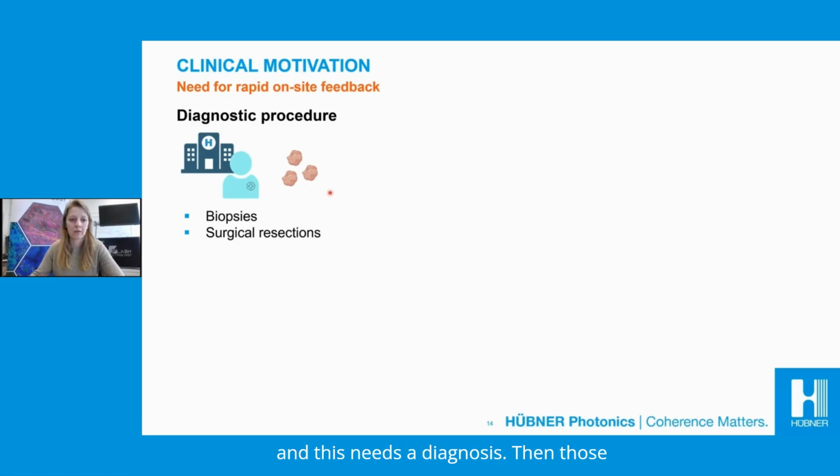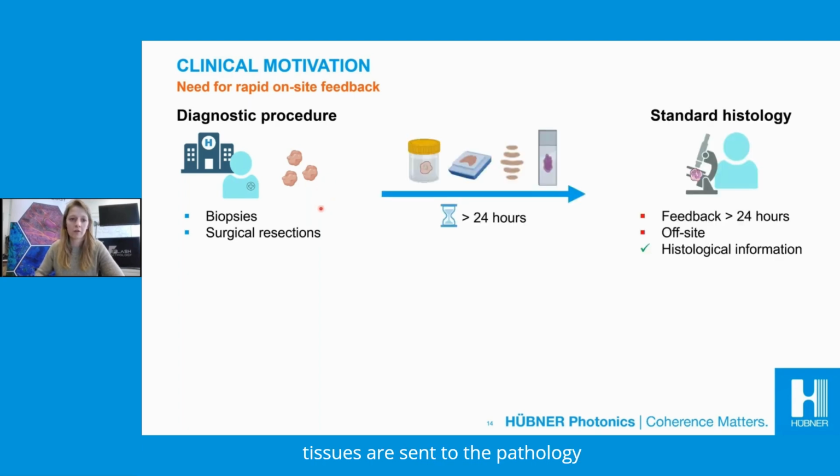needs a diagnosis. Then those tissues are sent to the pathology department, where they are fixated, embedded, sliced, and then stained. And then the pathologist can look at the sample with a standard microscope. And this diagnosis is then based on histological information. However, processing is needed, so this whole procedure takes more than 24 hours.